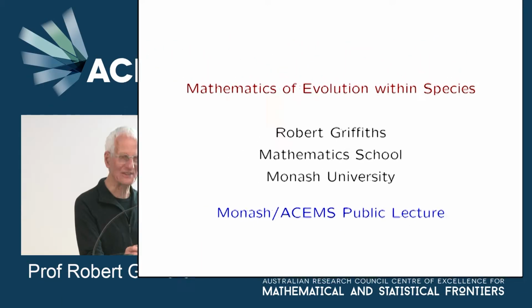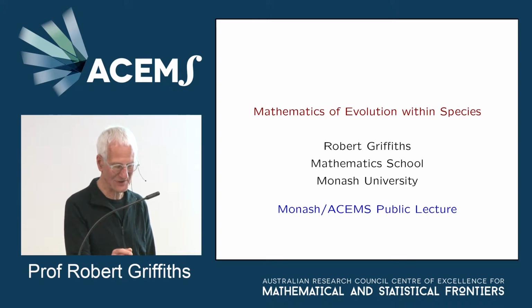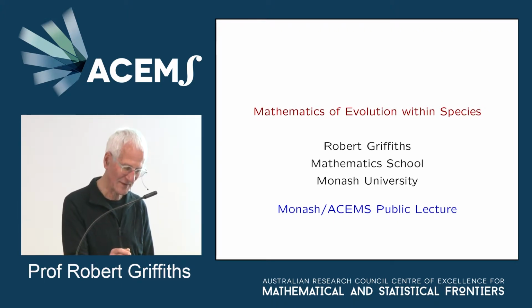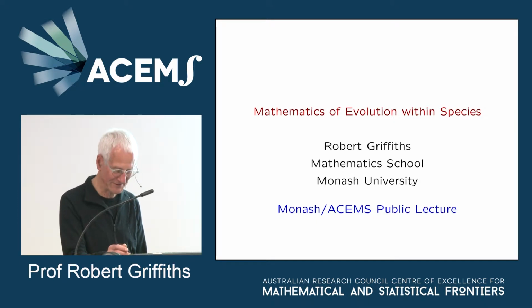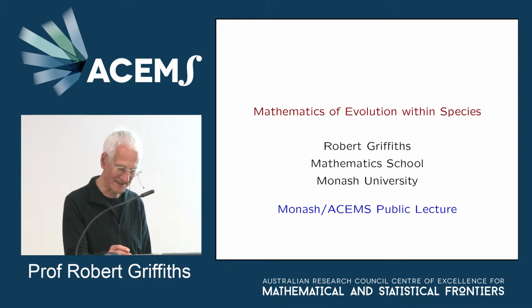There's a coherent body of mathematics that's used to model evolution within species by considering the random nature of how gene frequencies change over time. And mathematics has contributed many interesting ideas that have had an impact on interpretation and analysis of population genetics data.